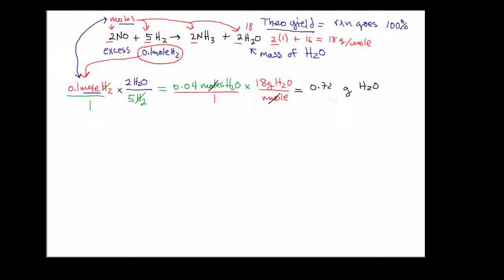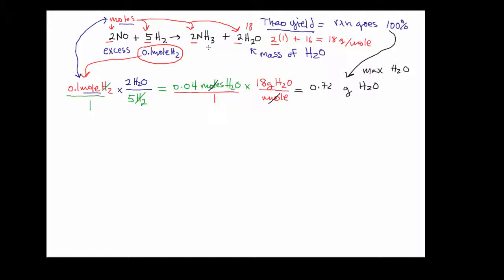Now, this is the theoretical yield, and it is the maximum amount of H2O expected in this reaction if all 0.1 moles of H2 reacted and the energetics allow this reaction to literally go to completion, to go to 100%. All right, this is our max H2O that we can produce.